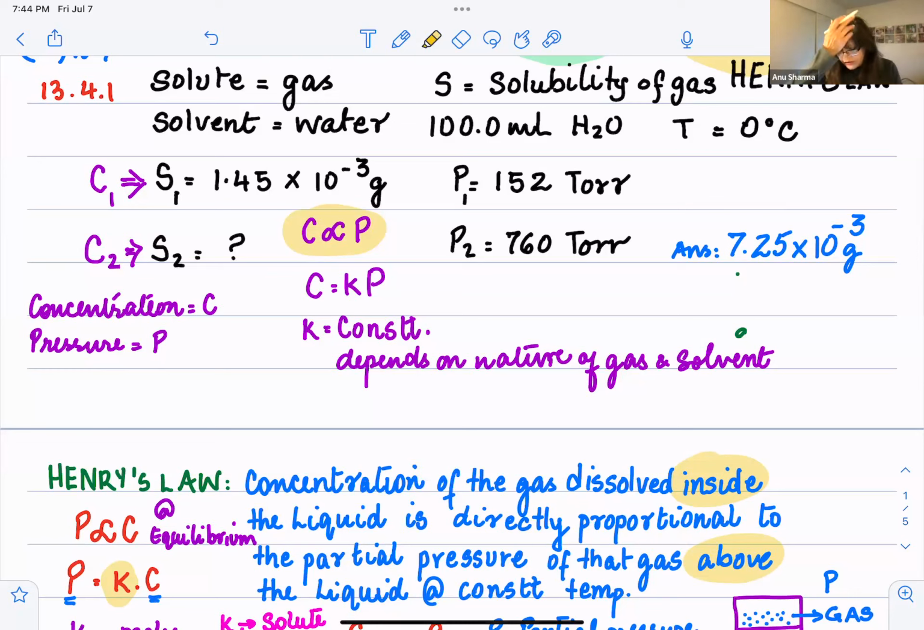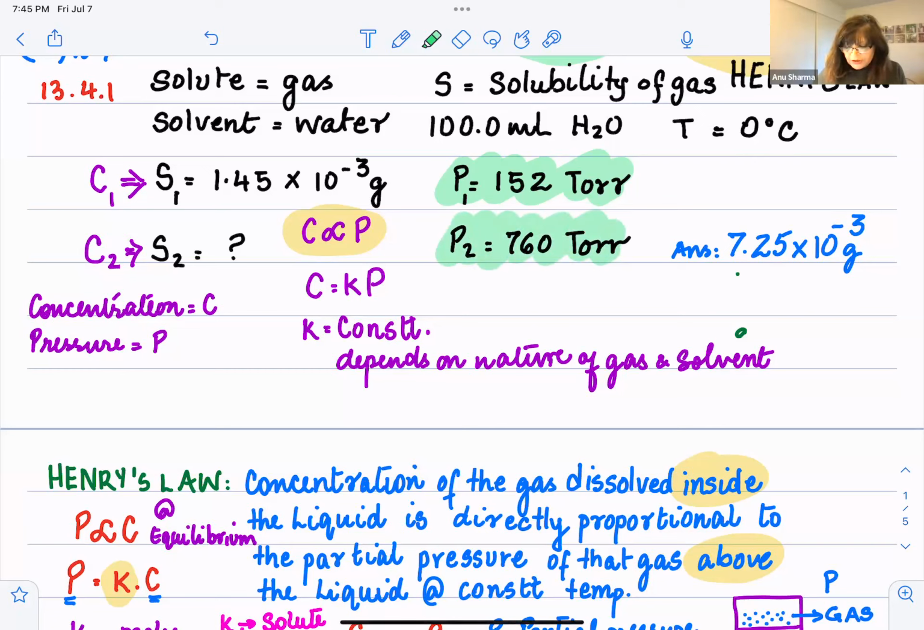But Henry's law is about the partial pressure on top of the liquid or the solvent, and the concentration of the gas inside the liquid or the solvent. Okay, so that is given to us. The partial pressure given is 152 torr. And when the partial pressure is increased, it becomes 760 torr.